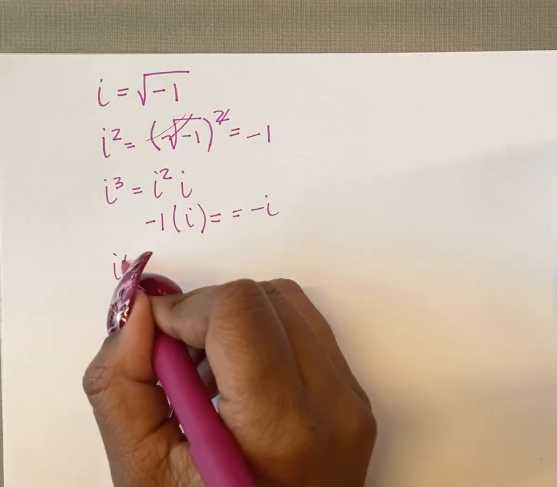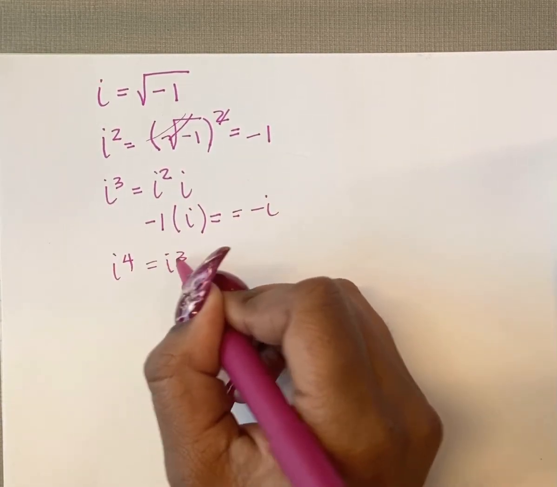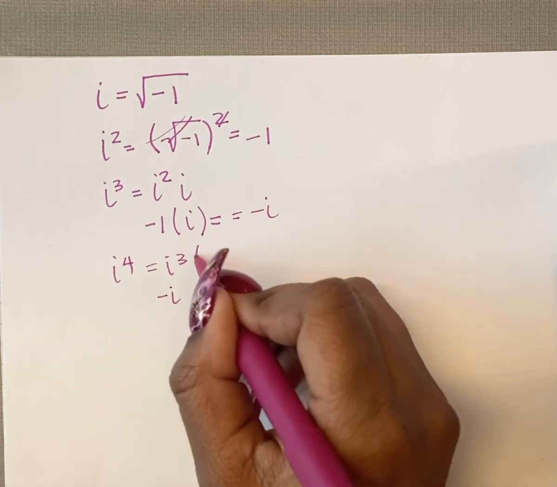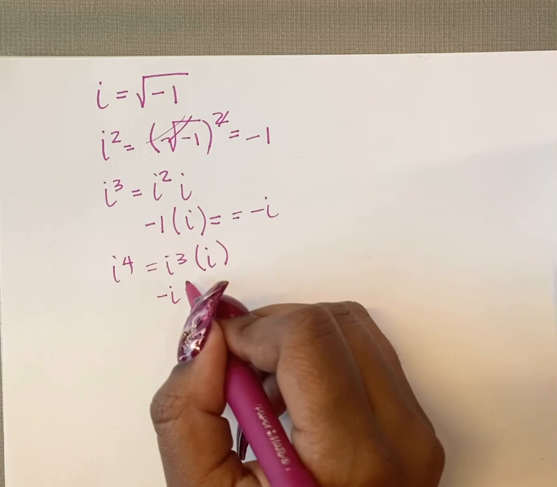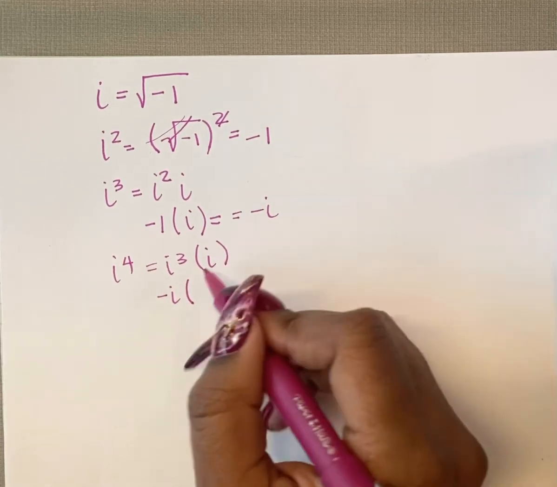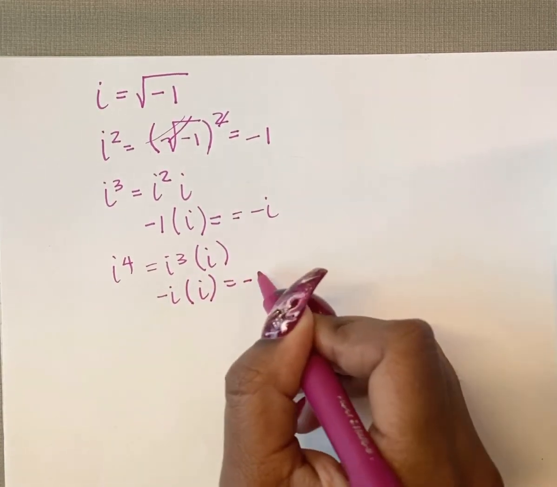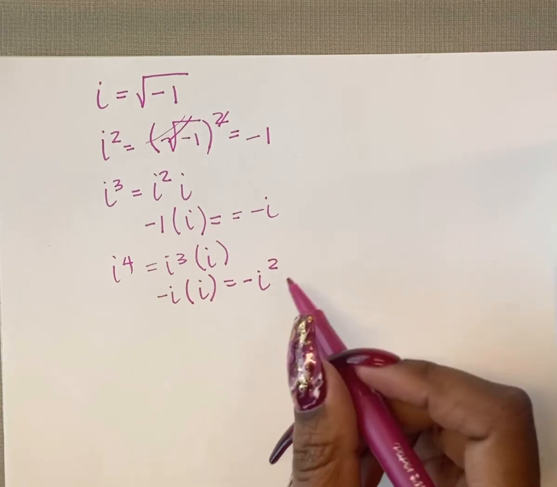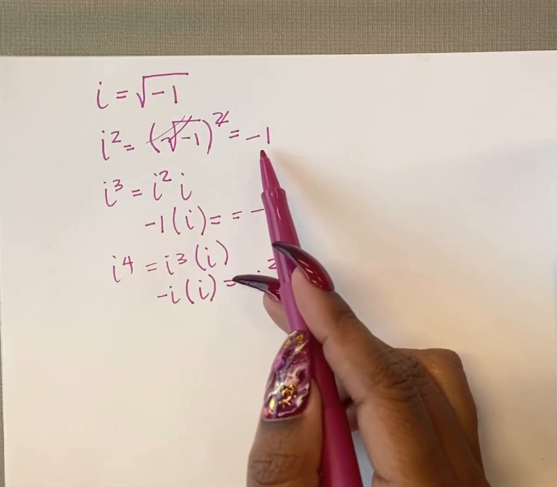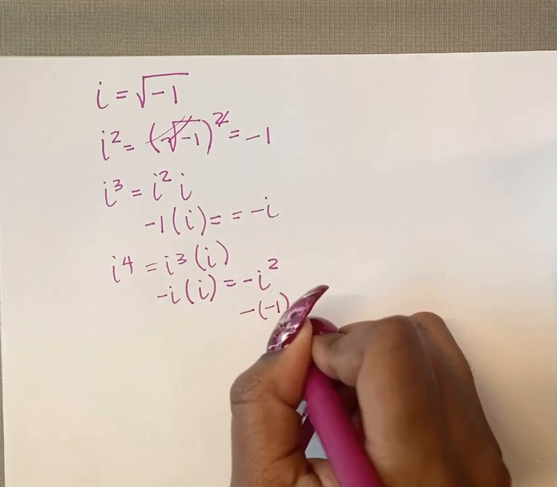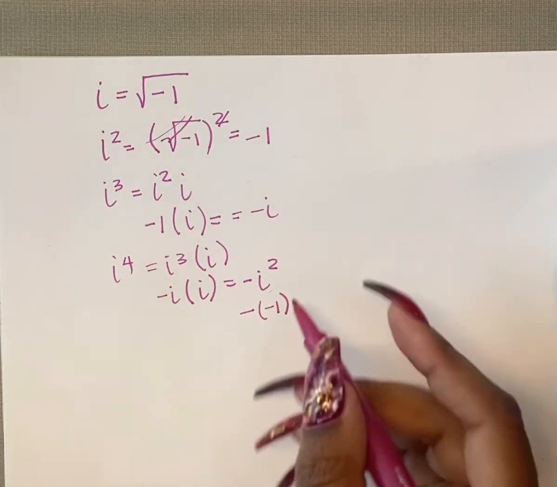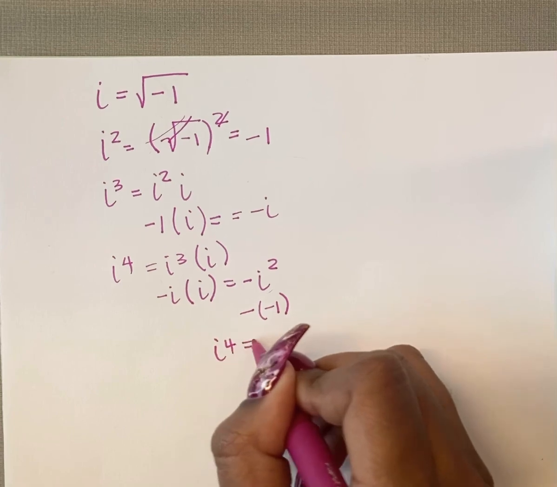And then i to the fourth is going to be i to the third, which we know is -i, times i. And so we know that this will give us -i squared. And so if i squared is -1, then -i squared is -1 times -1. So i to the fourth is 1.